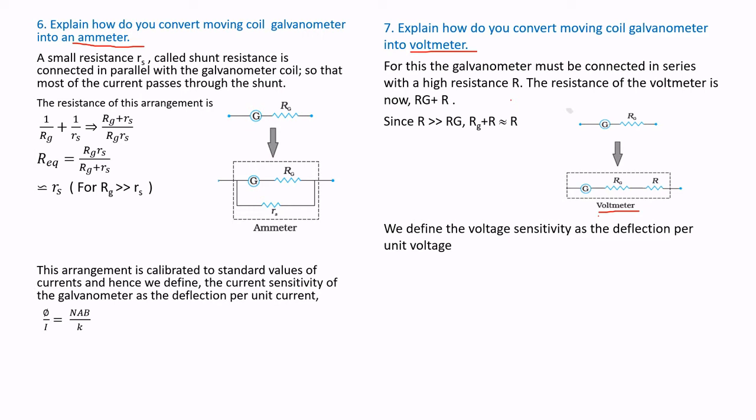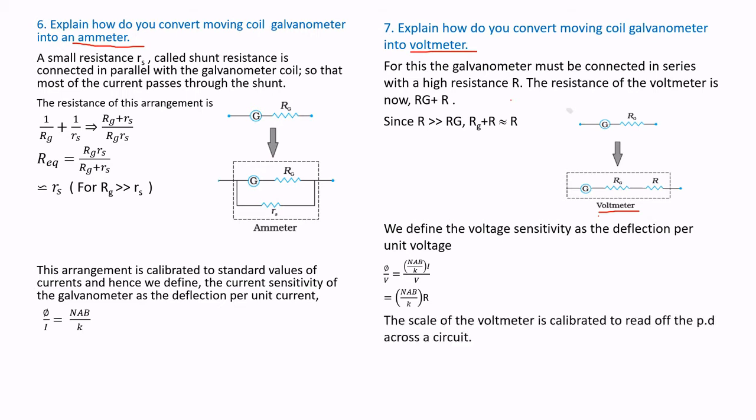We define voltage sensitivity as the deflection per unit voltage. Therefore, phi by V is equal to NAB divided by K into I over V. Therefore, NAB over K into R. That is the voltage sensitivity of the galvanometer.